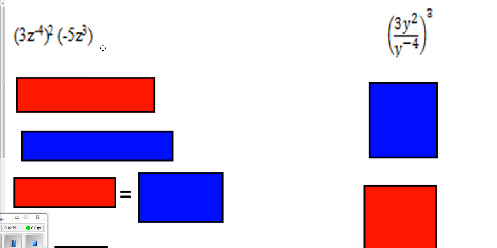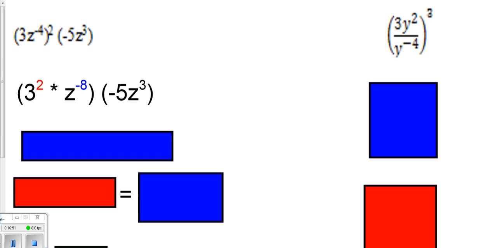All right, looking at our next example, we have 3 times z to the negative 4, all of that to the power of 2, and we have that multiplied by negative 5z cubed. Simplifying that out, we take the 2 and we have to apply it to each of these bases. So 3 to the power of 2 and z to the power of negative 8. I did negative 8 because it's negative 4 times positive 2. And remember, when it's power to a power, we multiply. If it was power times another power, that's when we add.